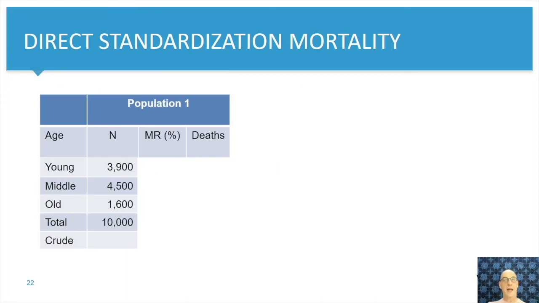So let us look at direct standardization of the mortality. Assume we have a population 1, that is 10,000 inhabitants large, where we have some young people, some middle-aged people, and some elderly people.